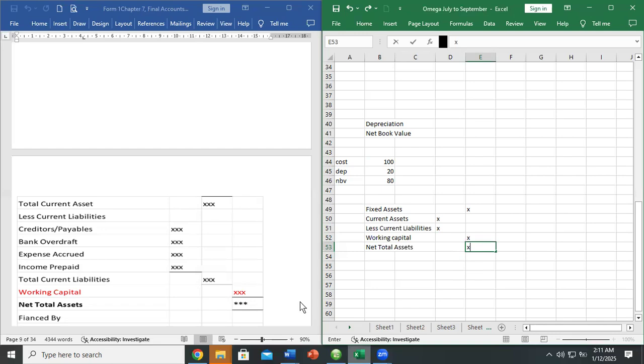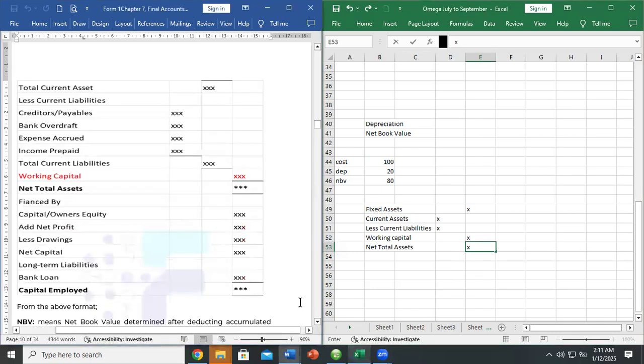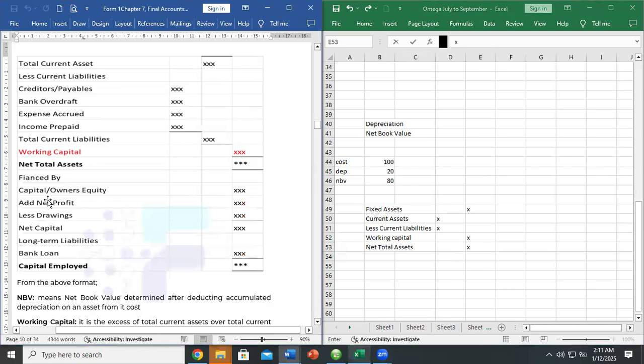The second section of your balance sheet begins with financed by. So if these are your net assets, how did you finance the asset? The financed by section will look at the capital, which is how much the owner invested, as well as the long-term liabilities.